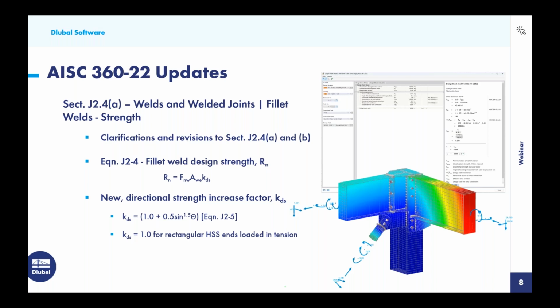And the main reason is because we have adjusted this equation J2-4 for fillet weld design to now include this directional strength increase factor K sub ds. And K sub ds is calculated according to equation J2-5 unless we have a rectangular HSS, and in that case this value should be set to 1.0. We will see this reflected in what we call the design check details in RFEM that you see over here on the right hand side for all fillet welds.